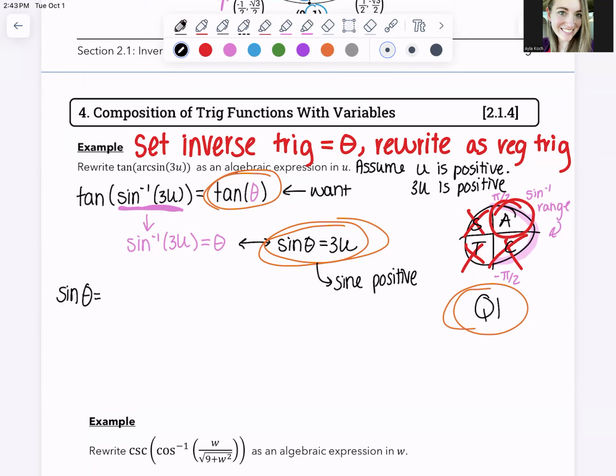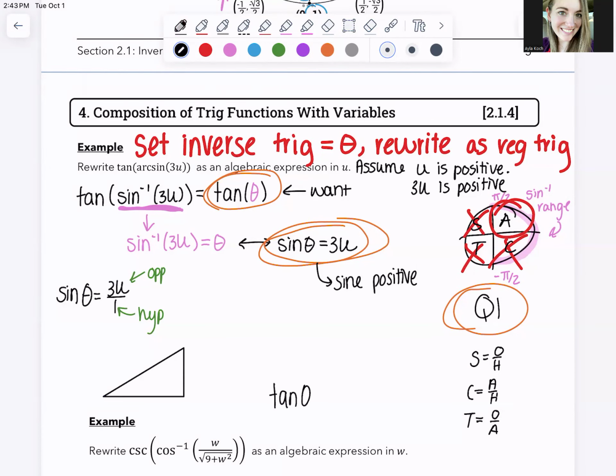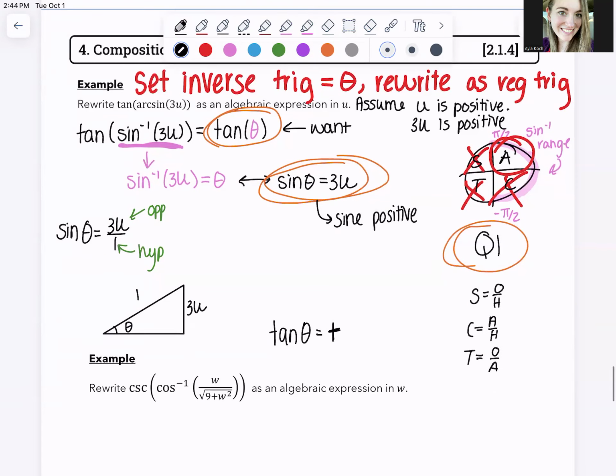So sine of theta, I'm going to write this as 3u over 1. We're going to remember our SOH CAH TOA. Sine is opposite over hypotenuse. We are looking for tangent of theta, which will be positive because we are in quadrant 1. Opposite is 3u. The hypotenuse is 1.